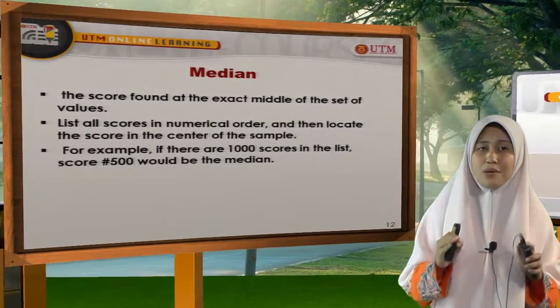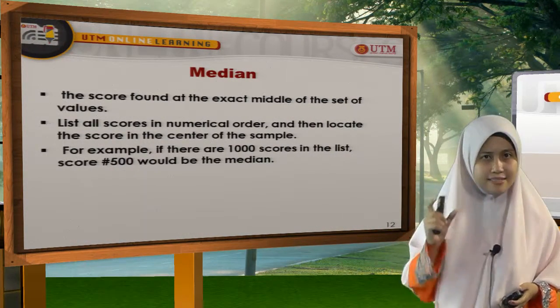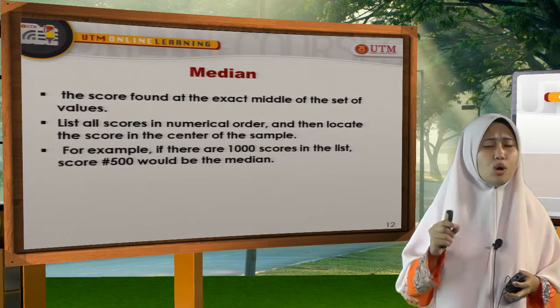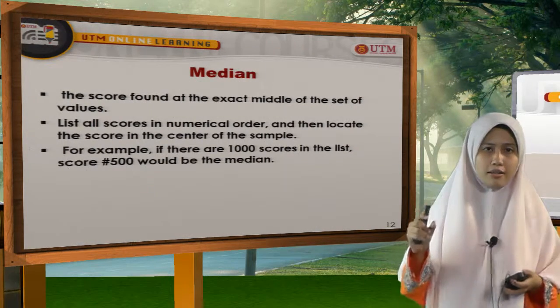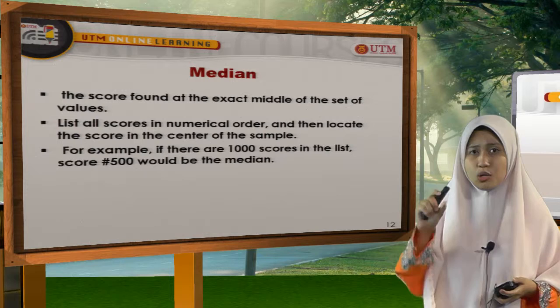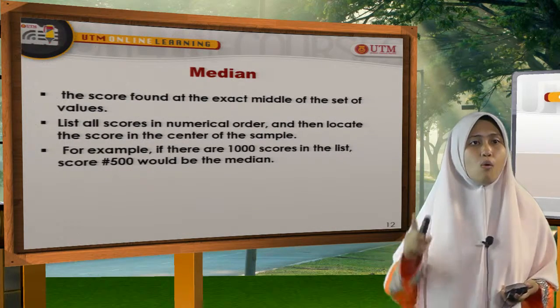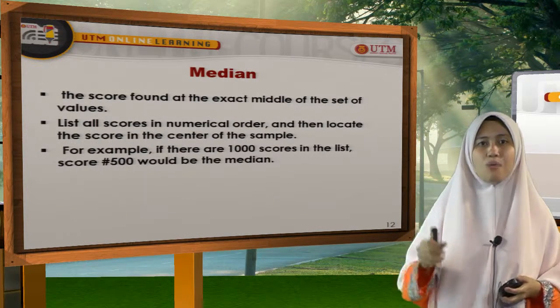Now, let us look at the median. The median is the score that is found at the exact middle of a set of values. One way to compute the median is to list all scores in numerical order and then locate the score in the center of the sample. For example, if there are 100 scores in the list, score number 50 will be the median.